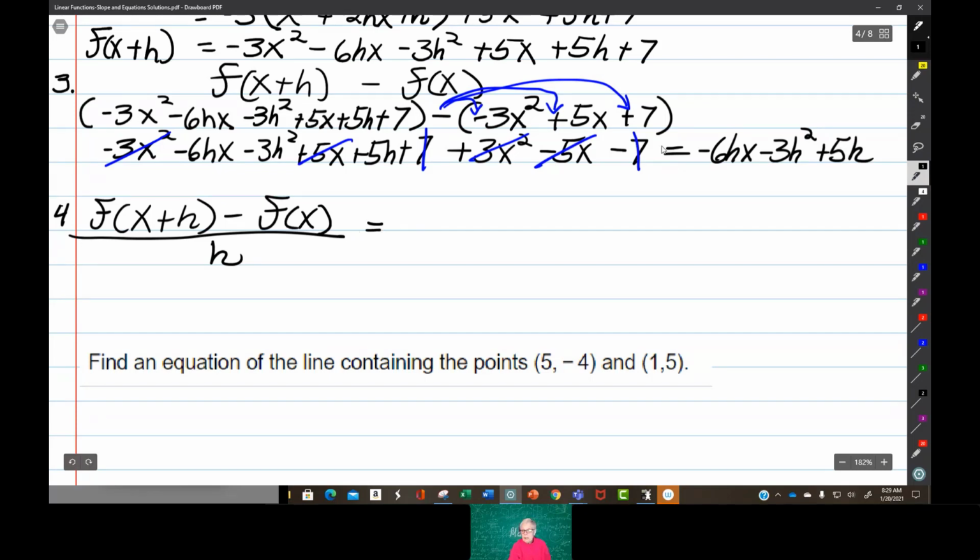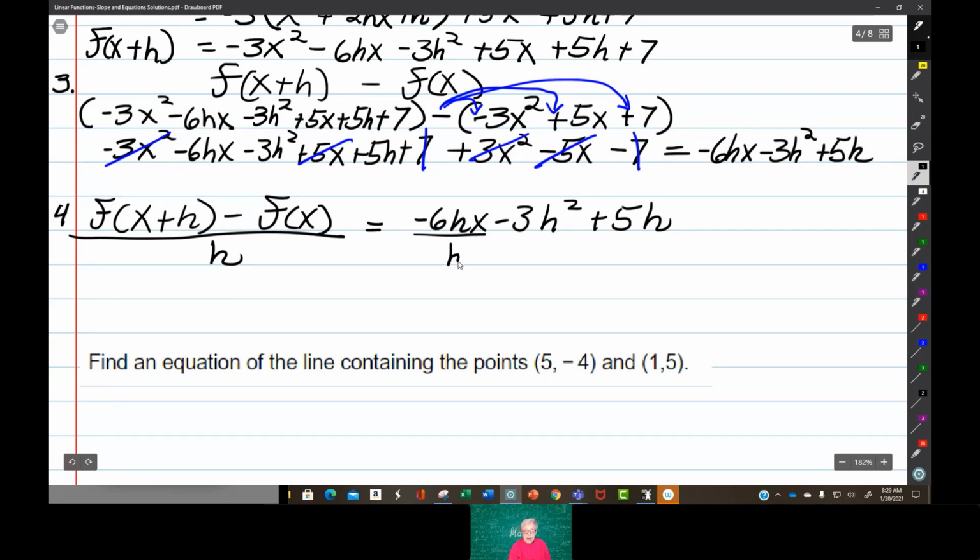All right, f of x plus h minus f of x. Yes, that's what we found here. f of x plus h minus f of x. That's step 3. We now know it's negative 6hx minus 3h squared plus 5h. I'm going to divide this by h.